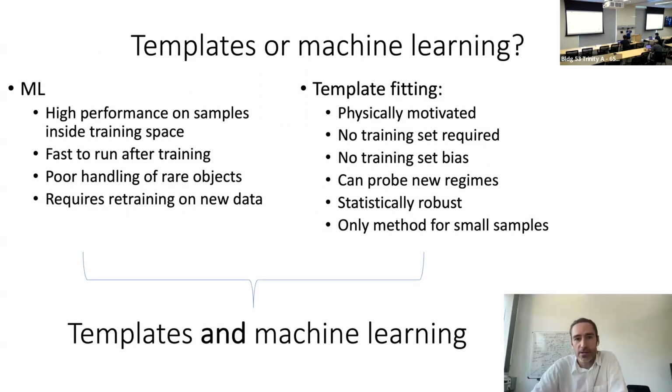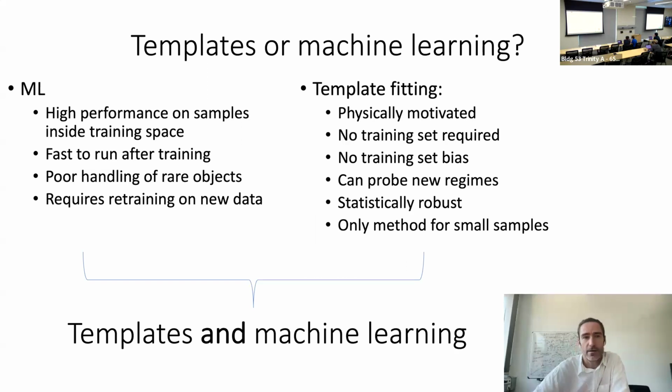So the key question I think a lot of us have is templates or machine learning. What are the benefits of each? How do we use them together? I think my conclusion is quite clearly going to be templates and machine learning. We want to use both, for different things, and we want to use them together if possible. Machine learning has very high performance on samples inside the training space.